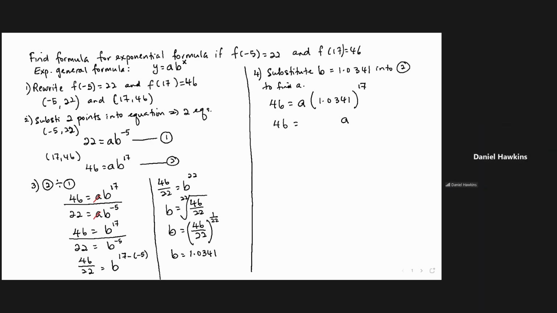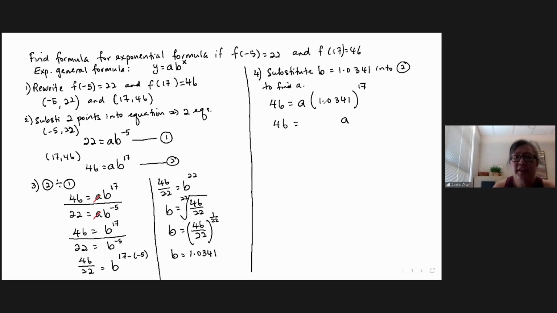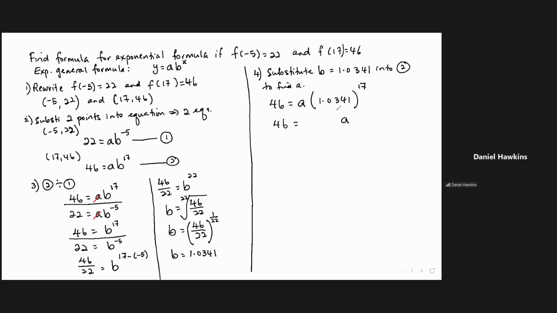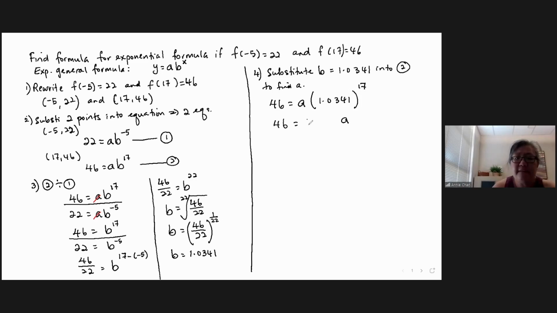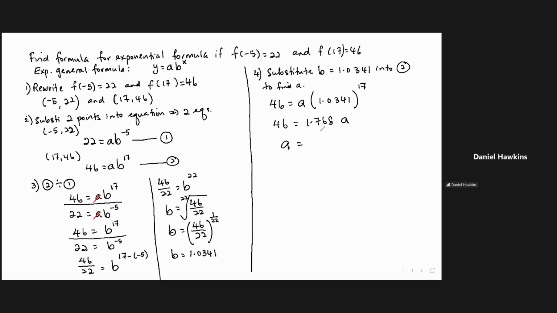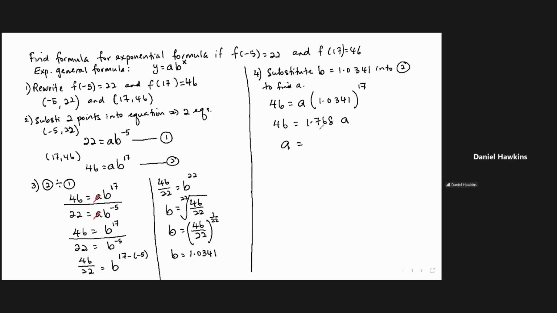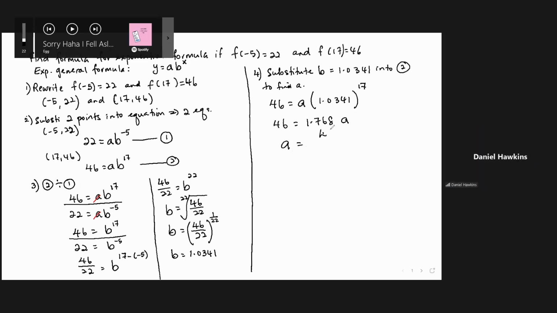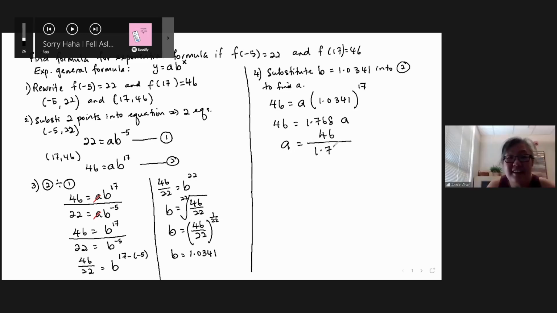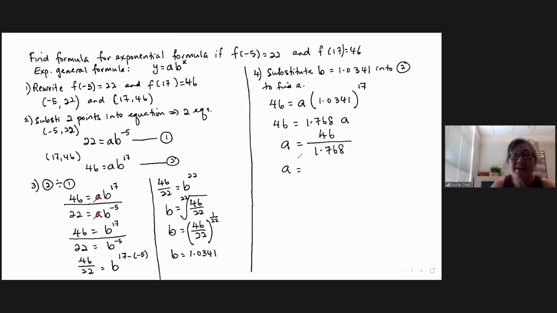I want to go step by step so you can see everything. When I enter 1.0341 to the power of 17, what was that? 1.768. Okay. So 46 is equal to A times 1.768. So therefore, what is A? What's 46 divided by 1.768? And therefore, what is A?